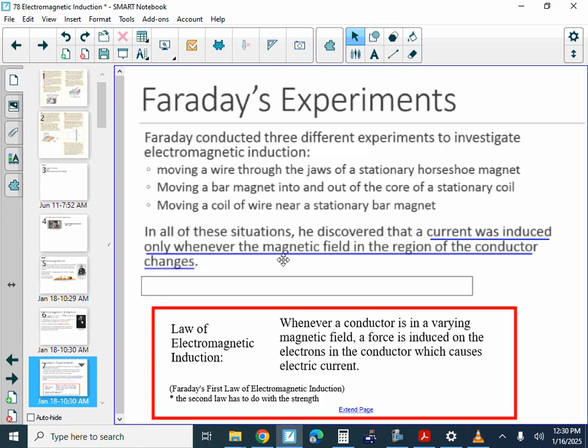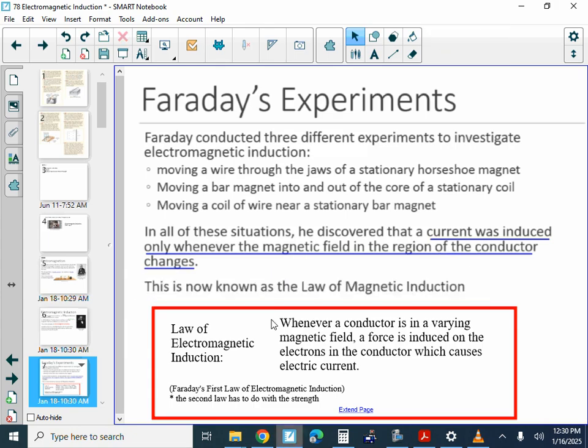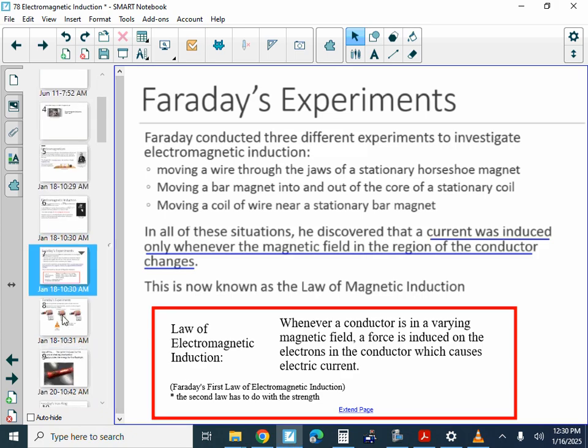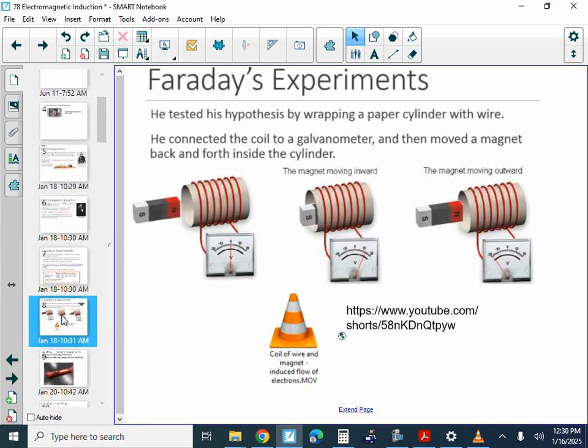And so he found that current was induced only when the magnetic field in the region of the conductor was changing, right? And that's basically the gist of the law of electromagnetic induction. So whenever a conductor is in a varying magnetic field, for whatever reason, based on whatever kind of relative motion, a force is induced on the electrons in the conductor, which causes electric current. Okay, so technically this is Faraday's first law. The second law is to do with the strength of the magnetic field and so on. Yeah, that's what they found.